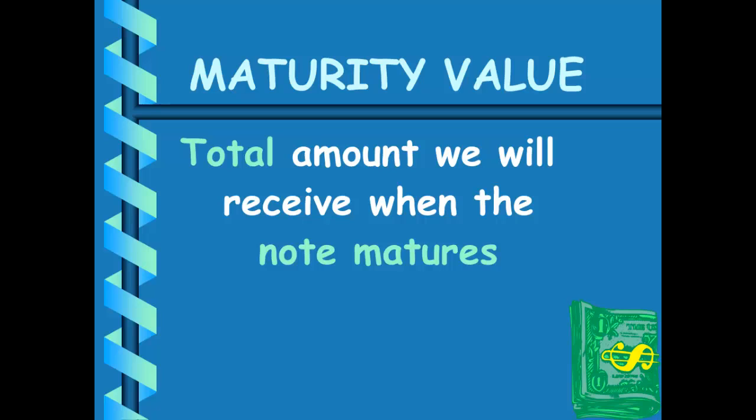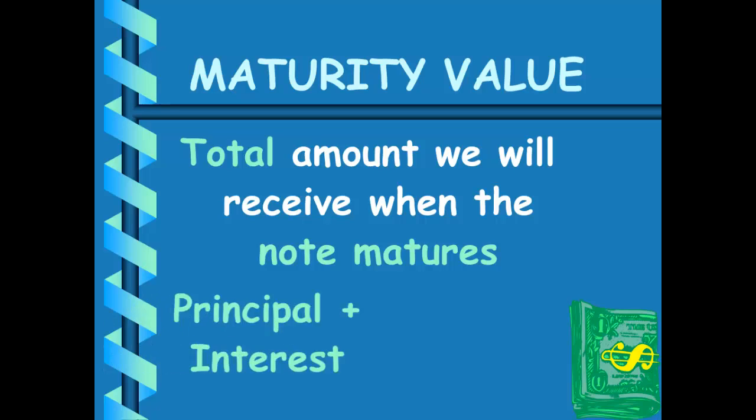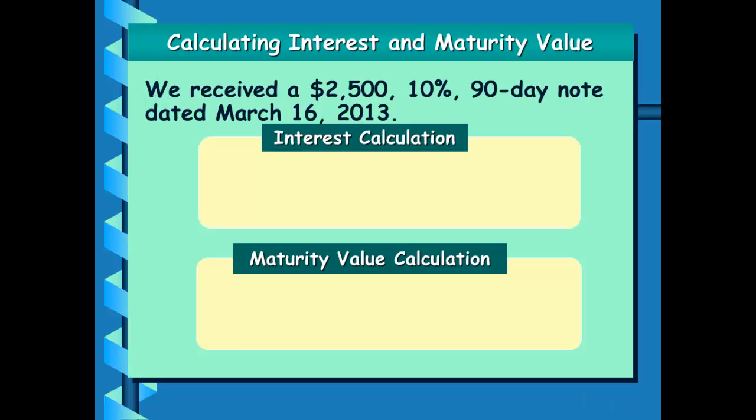The maturity value is the total amount that must be repaid whenever the note matures. It is the face value plus all of the interest on the note. This one's not on your handout either. Just follow along with me. We get a $2,500, 10%, 90-day note. I want you to calculate the interest on that note for me, please. Calculate the interest: $2,500, 10%, 90 days.